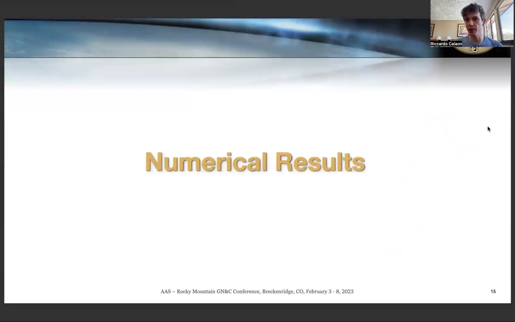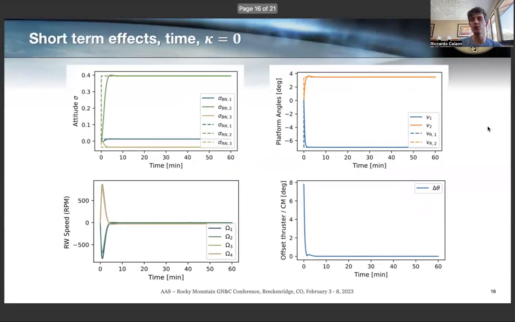So what happens if we put all these ingredients together? Here are the numerical results. The first numerical simulation that I'm trying to show highlights the short-term effects on the system. This is a simulation run for only 60 minutes, where we are neglecting SRP effects for now. And also we are not trying to perform any momentum dumping. So the thruster is firing through the system center of mass. And this is just to highlight what happens in a nominal case scenario.